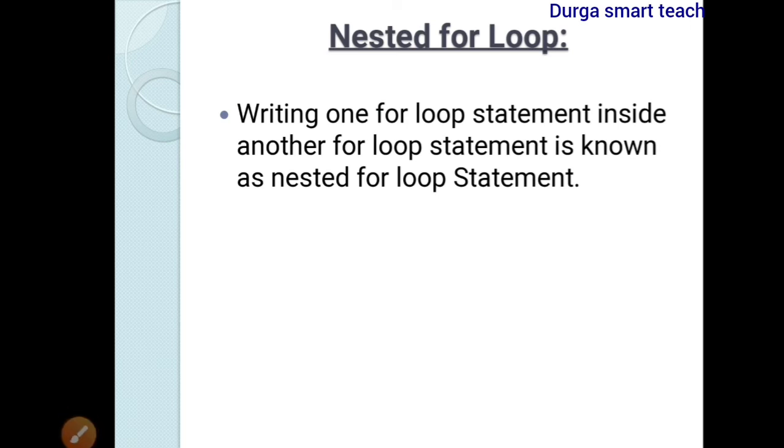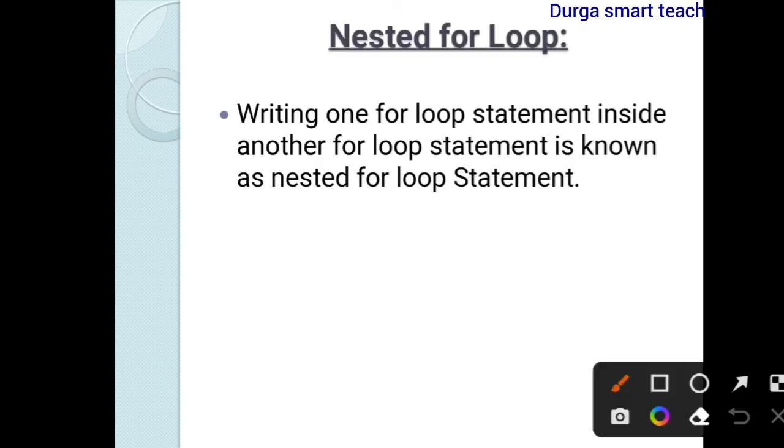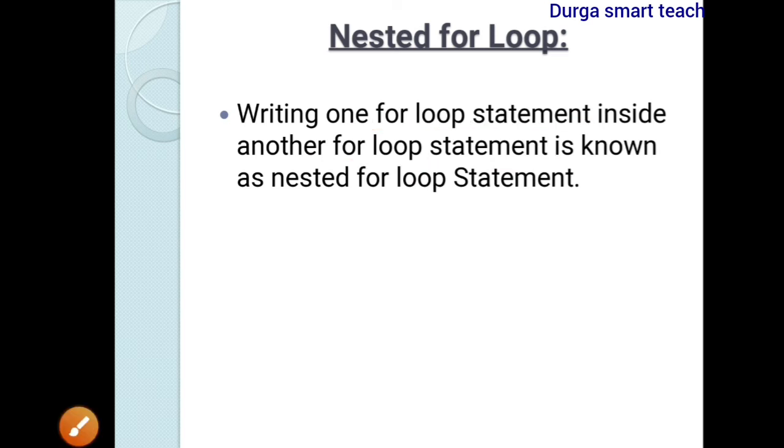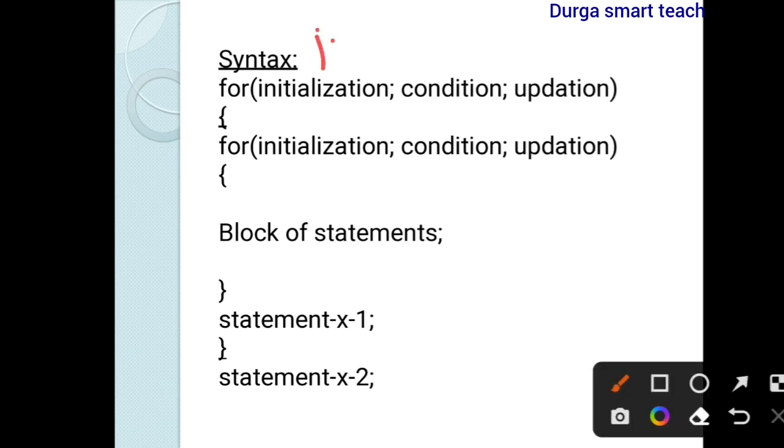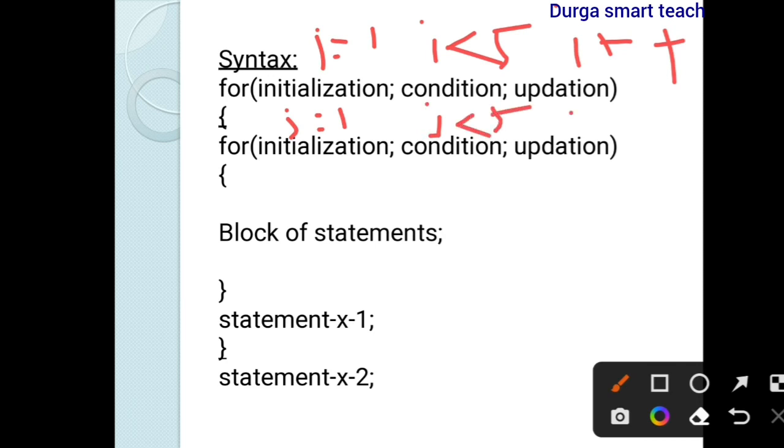Next, last one is nested for loop. Writing one for loop inside another for loop is known as nested for loop. Okay, writing one for loop statement inside another for loop statement is known as nested for loop statement. Okay, let's see the example. So in this for loop, all initialization, updation and condition statements are in one. Okay. So first initialization is i is equals to 1, condition is i less than 5 and updation is i plus plus. And again I am initializing j is equals to 1, j less than 5, j plus plus.